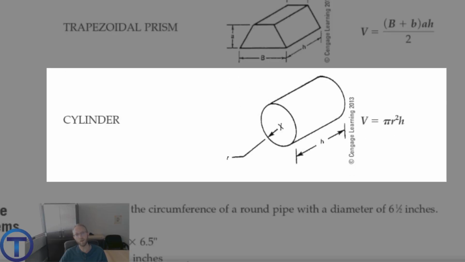Finally, let's look at the volume of a cylinder. The volume of a cylinder is figured by taking the area of a circle and timesing it by the depth, or h. So volume equals pi times r squared h.